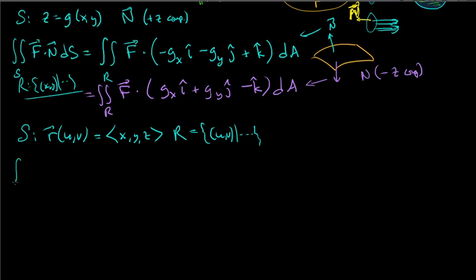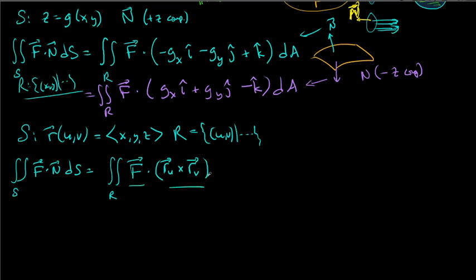So in this case, we can evaluate our flux integral, F dot n dS, the following way. We're going to integrate over the region R the vector F dot product the partial of r with respect to u, cross the partial of r with respect to v. No magnitude, that's a vector now, because we're taking the dot product of two vectors, and this will just be the dA, which will typically be du dv, or dv du.